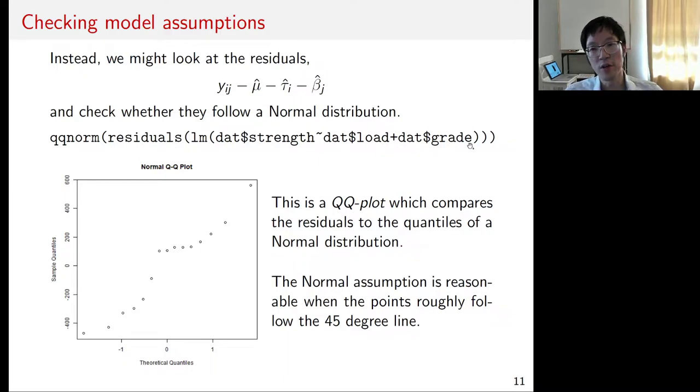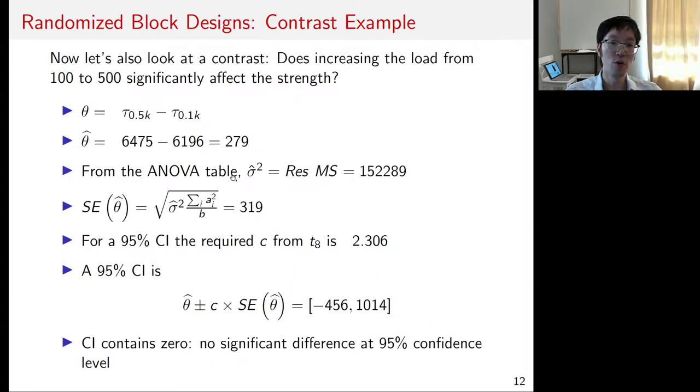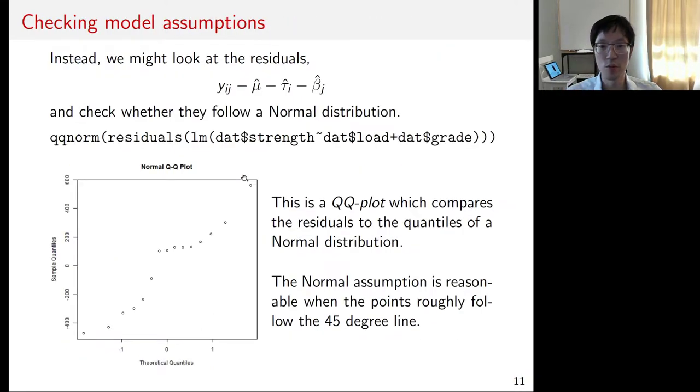So this is the command that generates the QQ plot in here. Notice here in the linear model command, I'll explain this a little more later. We have the load variable plus the grade variable. I'll explain that in a moment. But suffice for now that this is what we call a QQ plot, which compares whether the quantiles of the residuals match the quantiles of a normal distribution reasonably well.